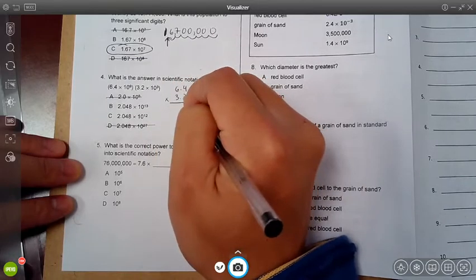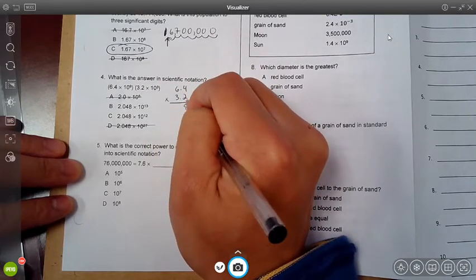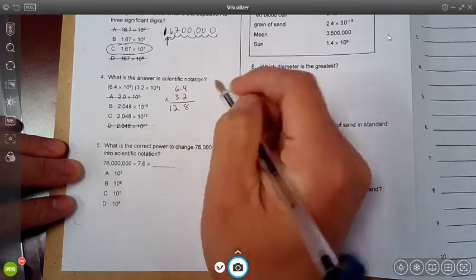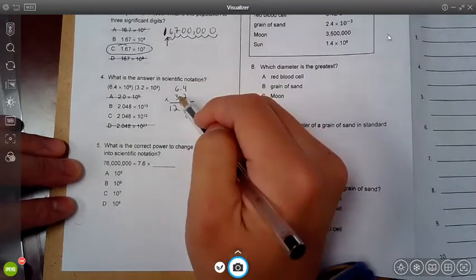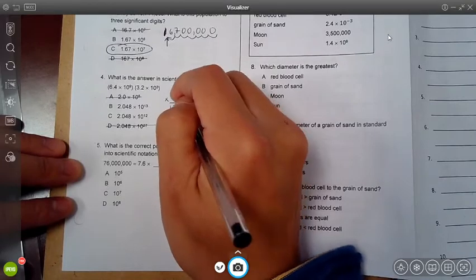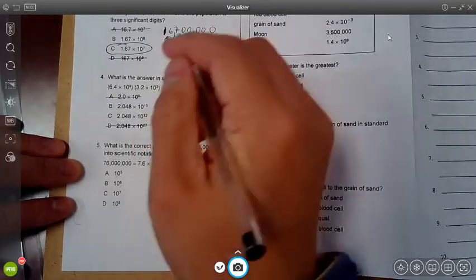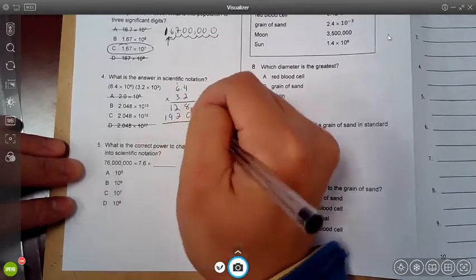2 times 4 is 8. 2 times 6 is 12. Leave a space holder there. 3 times 4 is 12. Carry the 1. 3 times 6 is 18. Plus 1 is 19. So let's go ahead and bring down the 8.